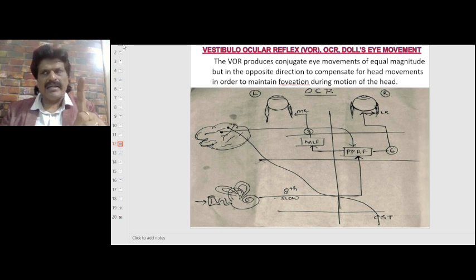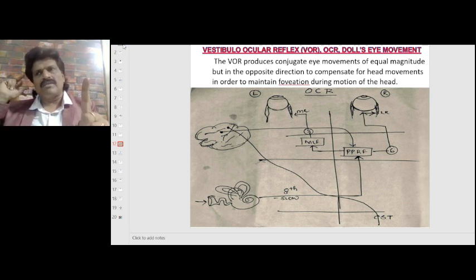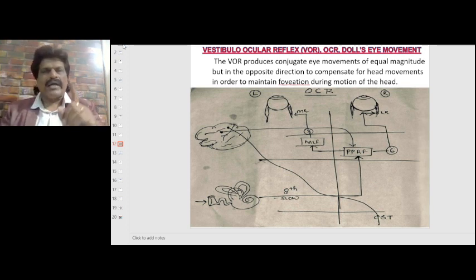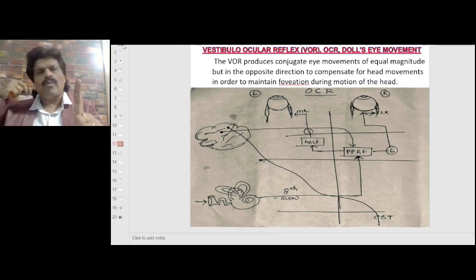So when I turn my head to the right side, the vestibular complex on the right side gets stimulated. It goes and connects to the PPRF on the opposite side. So the eyes move to the opposite side. I can stimulate my vestibular apparatus either by turning the head to one side or by pouring warm water. So when I turn my head to one side, I'm stimulating the vestibular apparatus. This can be stimulated also by pouring warm water.